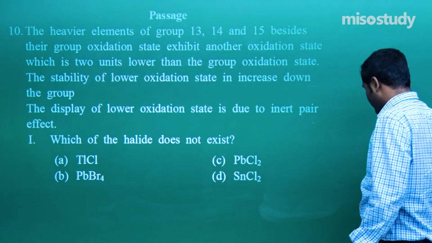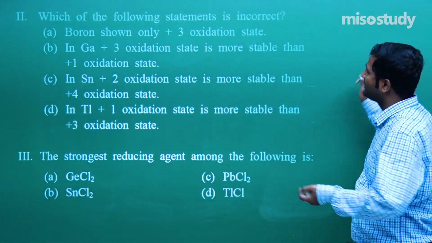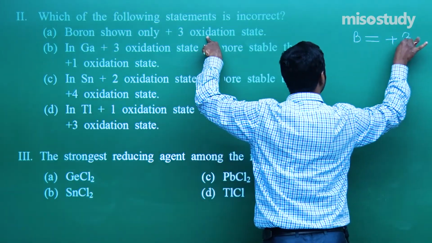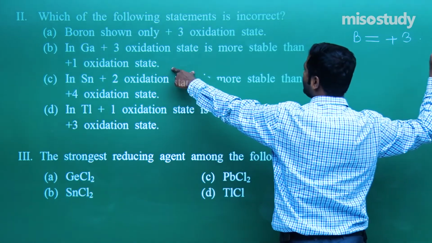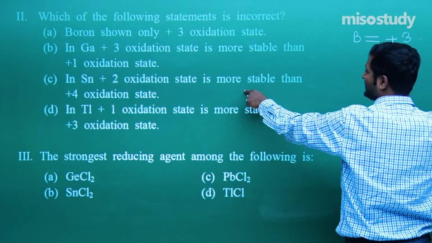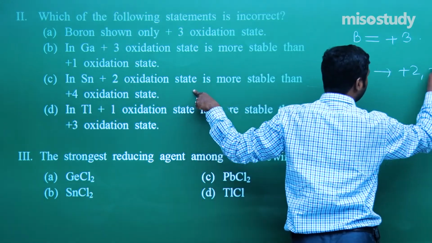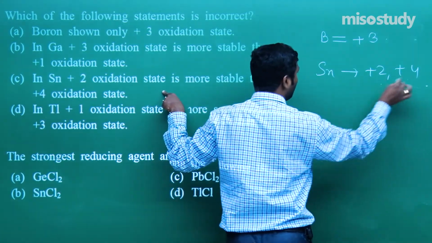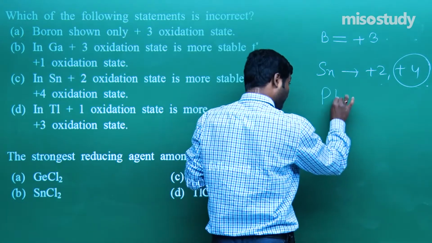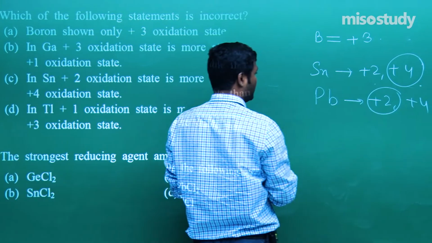Now next question is, which of the following statements is incorrect? Boron shows +3, and for gallium the +3 oxidation state is more stable. Yes, definitely. For Sn there are +2 and +4 oxidation states. As we know, for Sn the +4 oxidation state is more stable, but for Pb both +2 and +4 are possible, but the +2 oxidation state is more stable.